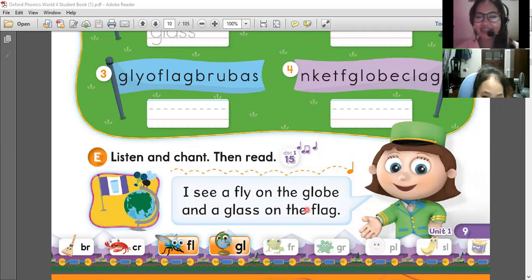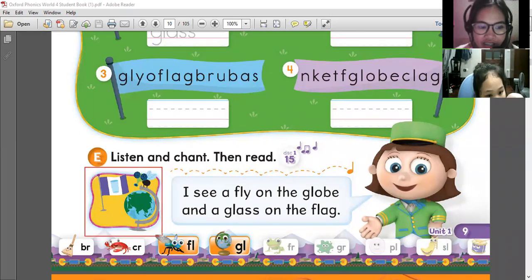Correct. Okay, good. All right, so what does this sentence mean? Okay, so let's look at the picture here. Yes, look at the picture. So it says, I see a fly. I see a fly. Look at the fly. All right, look at the fly. Yes, the fly looks strange, right?